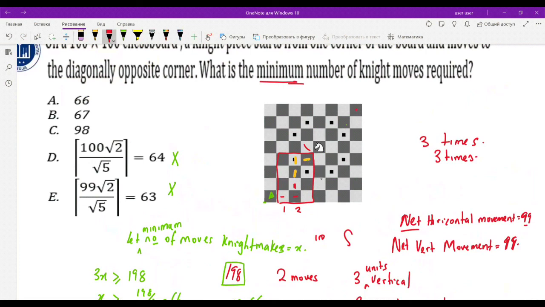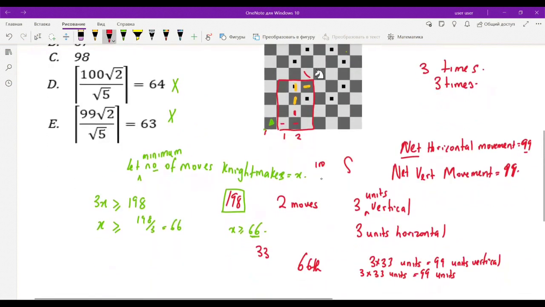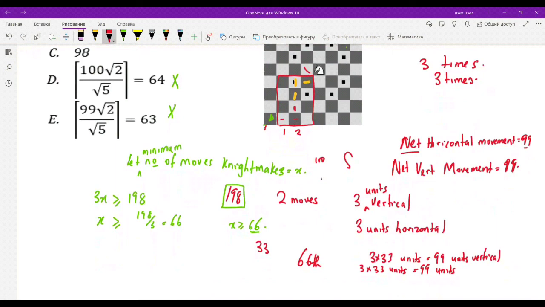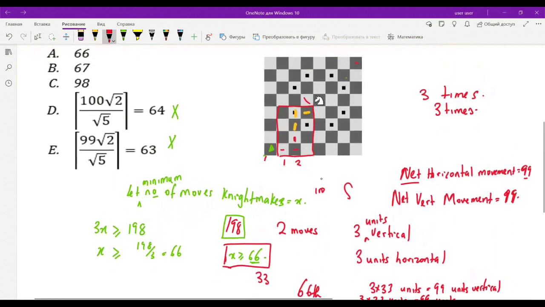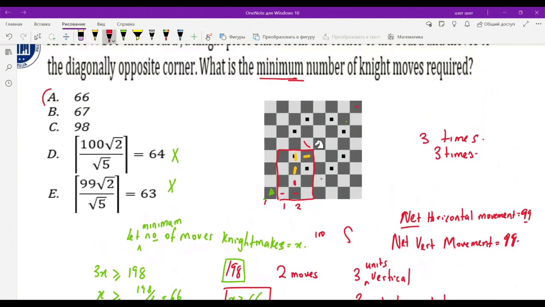Applying this same thing, repeating this loop 33 times, we'll be able to see that from the bottom left corner, we can arrive at the top right corner in just 66 moves. That's the most efficient way we can go. So we have been able to find an equality case for the inequality we got here. So it means that the minimum value of x is 66. The answer to this question is A, 66.